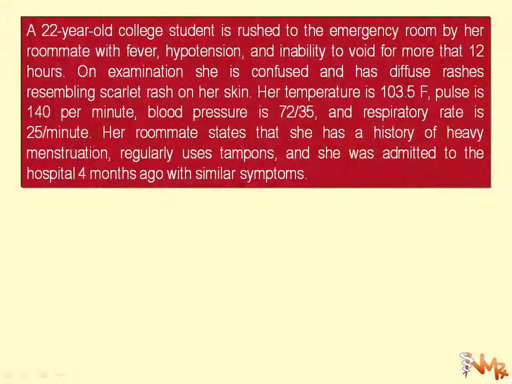A 22-year-old college student is rushed to the emergency room by her roommate with fever, hypotension, and inability to void for more than 12 hours. On examination, she is confused and has diffuse rashes resembling scarlet rash on her skin. Her temperature is 103.5 Fahrenheit, pulse 140, blood pressure 72/35, respiratory rate 25. Her roommate states that her friend has a history of heavy menstruation and regularly uses tampons, and she has been admitted to hospital 4 months ago with similar symptoms.